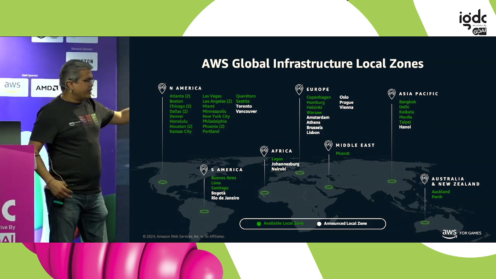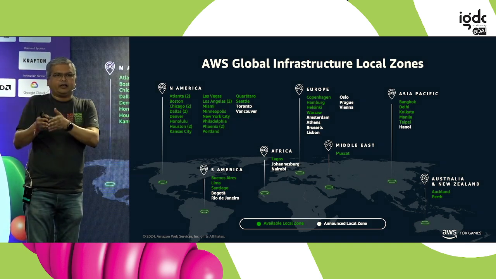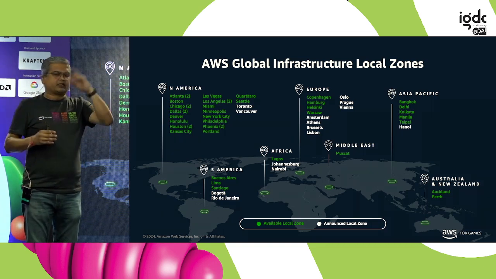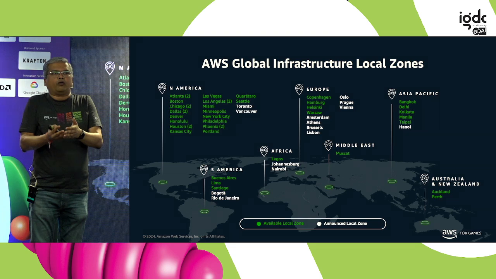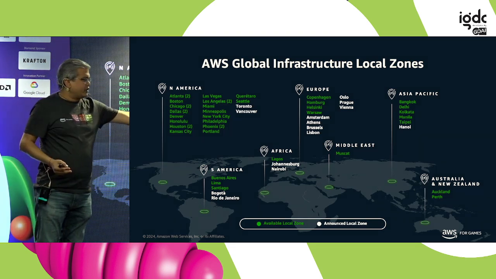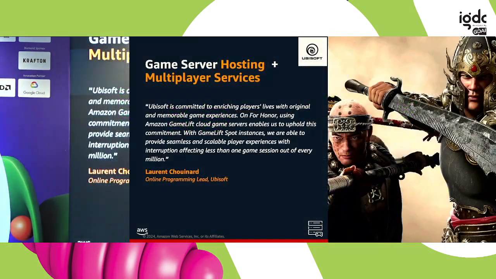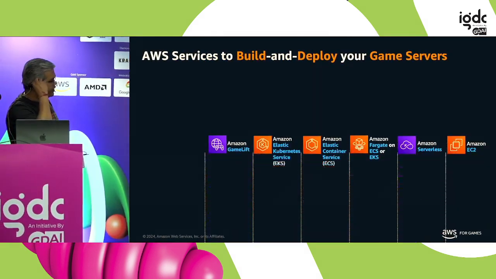So in Australia, as an example, we have our regions in Sydney and in Melbourne, which is on the east side of the country. On the western side, at Perth, we have a local zone. So you can still cater to the whole country overall with the 2 regions and the local zone. So that's how we worked with the example of Ubisoft. They've used GameLift, they've benefited from GameLift.